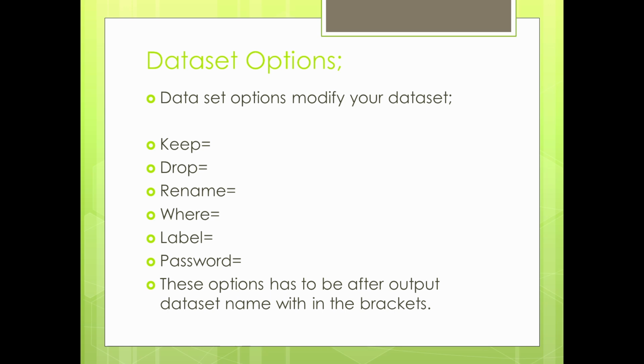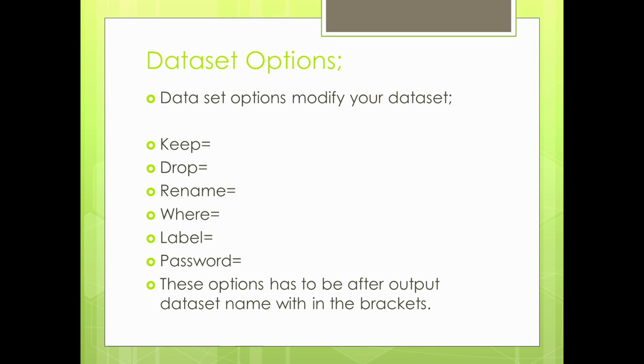Keep equal to is used when you want to keep a few variables in the dataset. Variable means, as I already told you, columns are called variables. Drop equal to means whenever you want to drop a few variables from your dataset, then you can use drop equal to. Rename equal to, whenever you want to change the variable name, you can use the rename equal to dataset option. Where equal to is used when you want to extract a selected set of observations, a few observations from the main dataset.